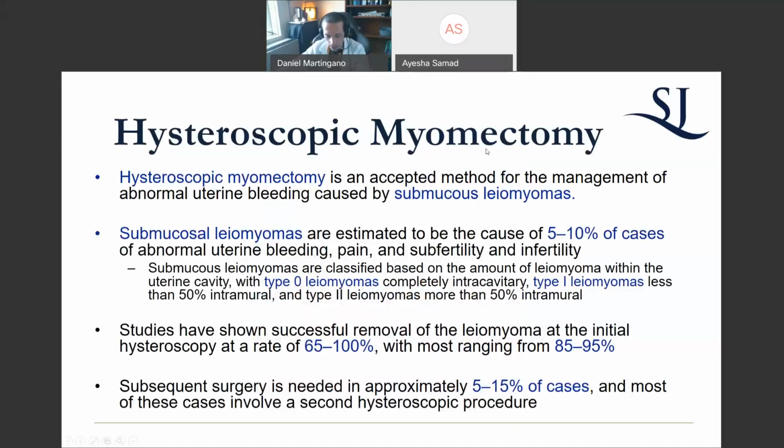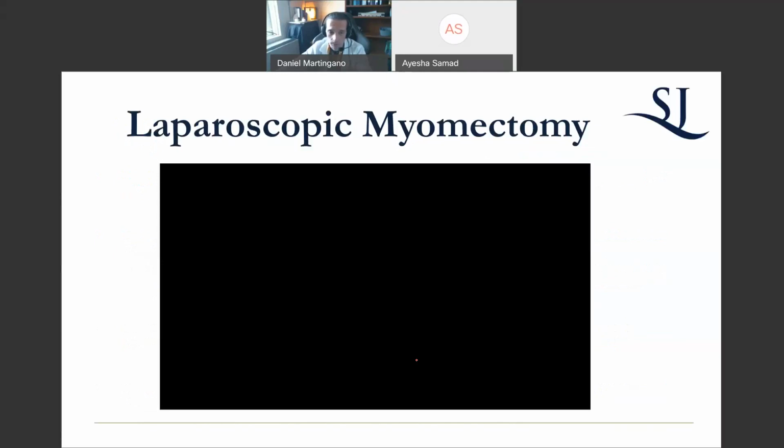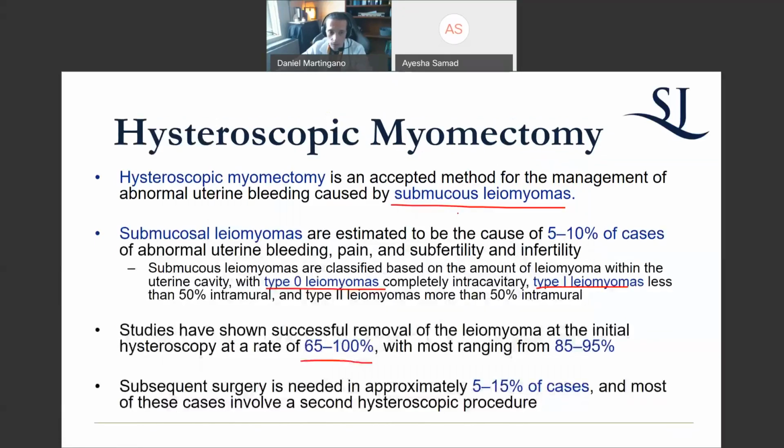In terms of methods of myomectomy, your hysteroscopic myomectomy can be performed if you have submucous fibroids only, okay? Type 1 and type 0. And usually there's a success rate of 65 to 100%, which is great because if you have primarily submucous leiomyomas and they're only within the cavity, as I've shown you, then you don't have to do any sort of incision. You just go through the uterus and you use some sort of resectoscope to perform the surgery.